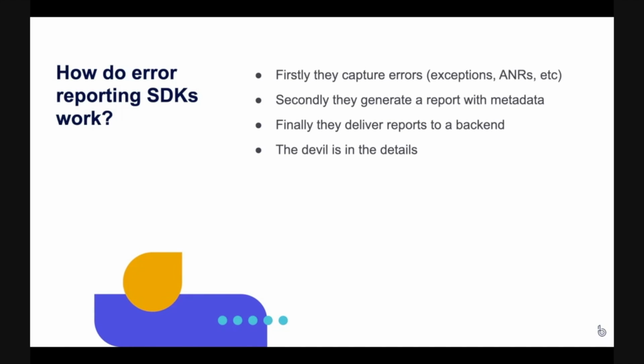For instance, you might be encountering a crash on a certain device manufacturer, like a Samsung device. It's quite useful to have that information to debug the trickier ones. Then finally, you want your SDK to deliver reports to a backend. You typically do that by serializing some JSON and making an HTTP request. So that all sounds pretty simple, but the devil's a little bit in the details. So let's dive into that a bit more and start out with capturing errors.